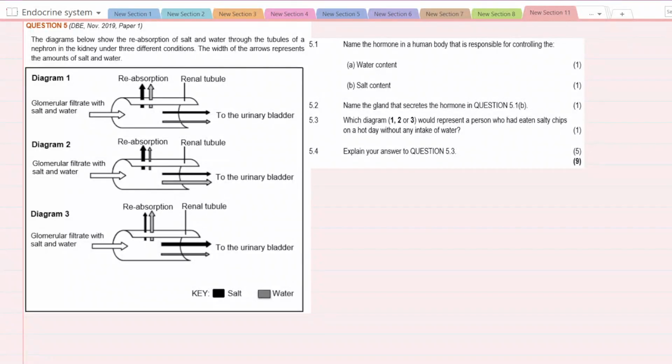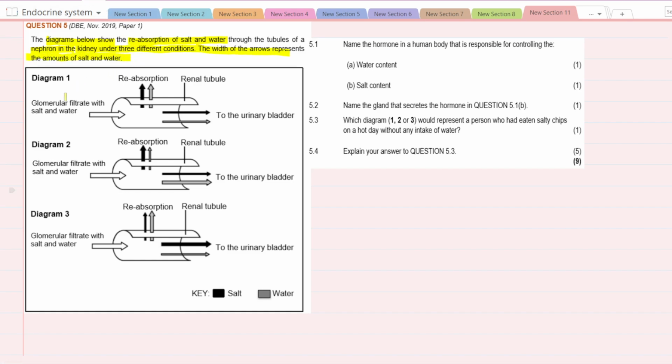So here's another question, but this one is based on salt balance as well as water balance. Let us read through the question and try to understand what is happening. It says a diagram below shows the reabsorption of salt and water through the tubules of the nephron in the kidneys under different conditions. The width of the arrows represents the amounts of salt and water.